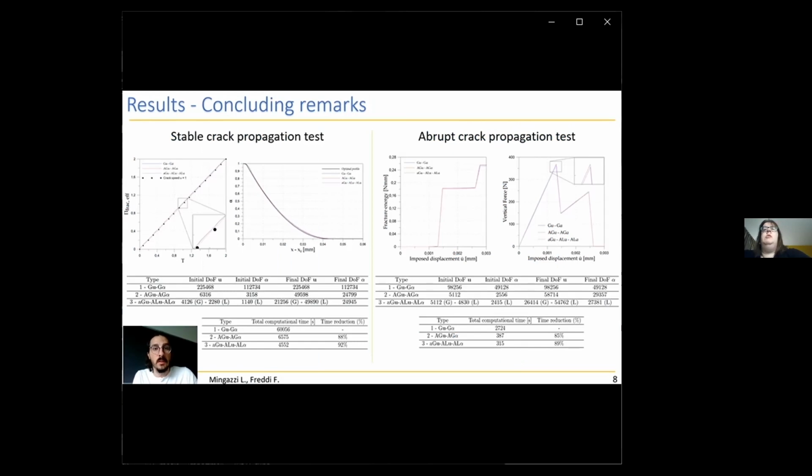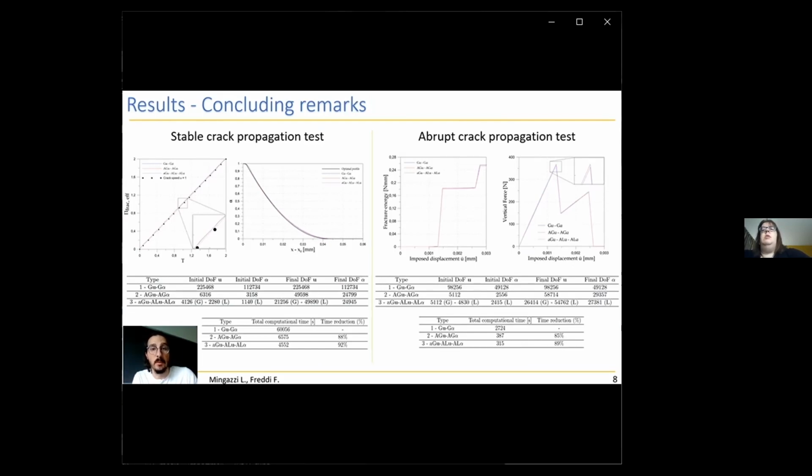Some concluding remarks. Here are reported for the stable crack propagation test the diagrams of the effective fracture energy and the damage profile for the two developed strategies, which are compared with the standard procedure and the respective analytical solution, which both diagrams show good accuracy.